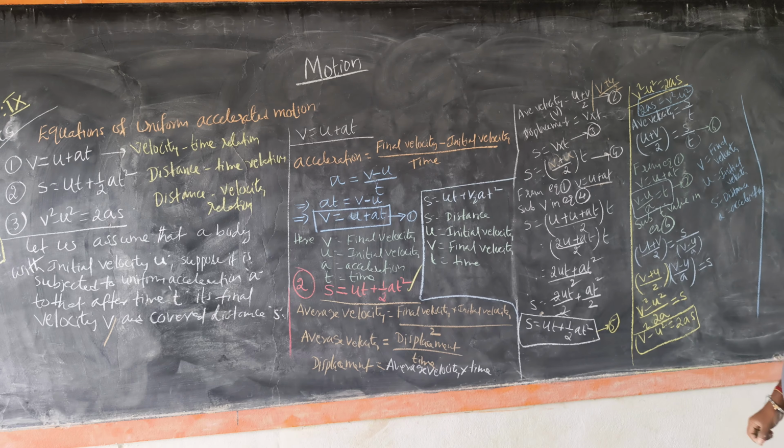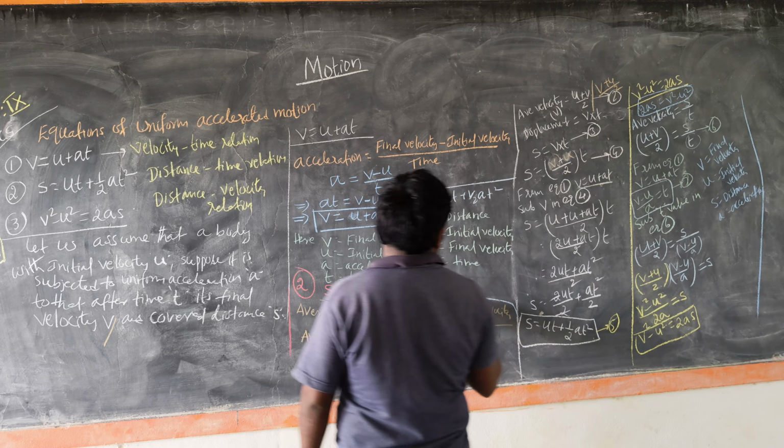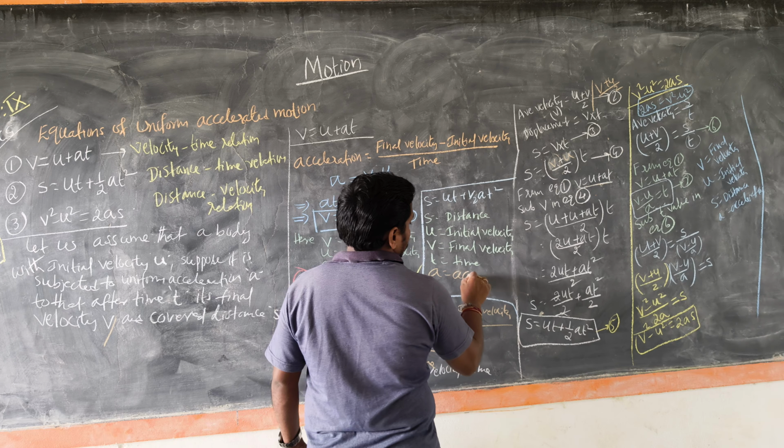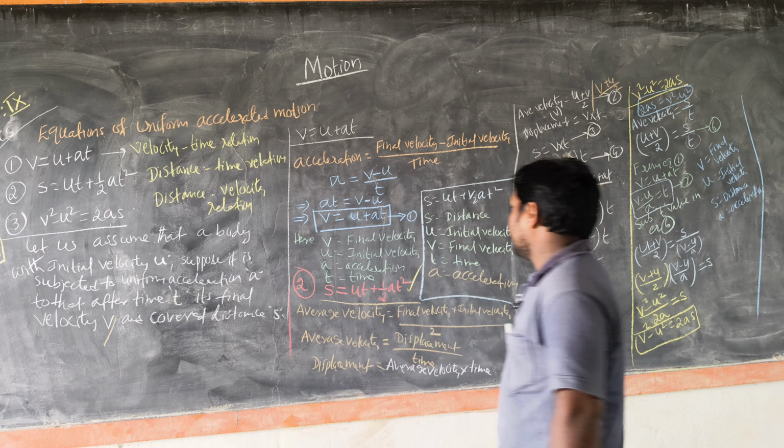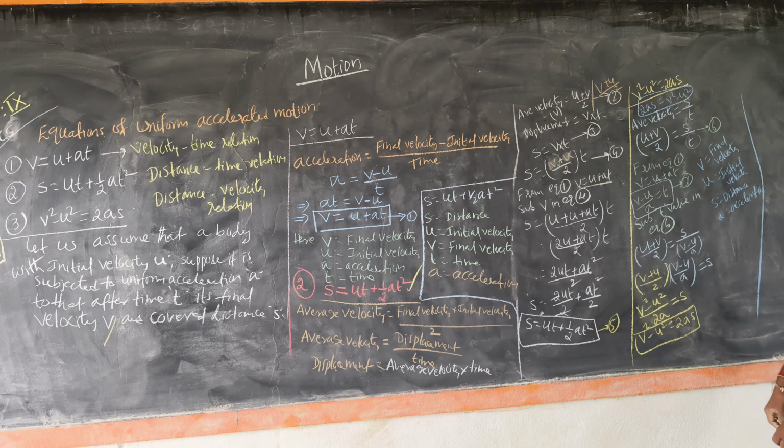These are the terms. Here one is forgotten, I think: a equal to acceleration. Then the third equation, v square minus u square is equal to 2as, which gives the relation between velocity and distance or displacement. 2as is equal to v square minus u square.